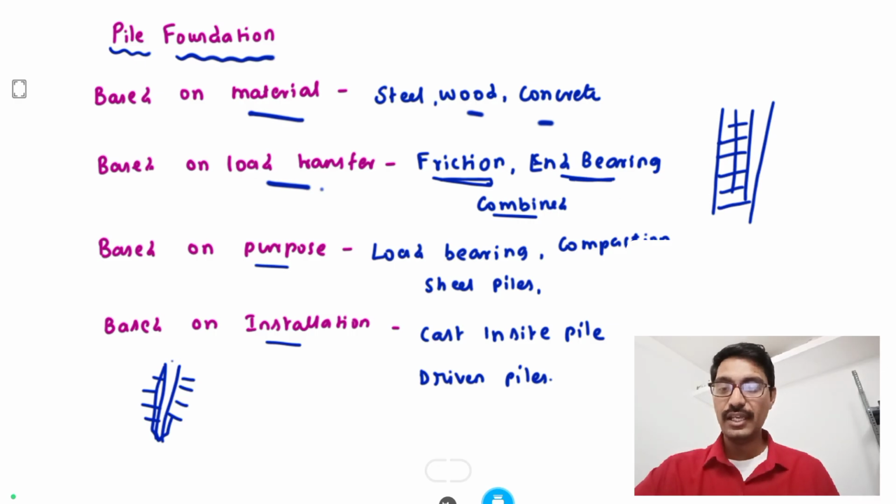So in end bearing piles, the load will be transferred to the end of the pile, not the surface of the pile. In that pile, the surface is very smooth, so as to reduce the friction between the soil and the pile.